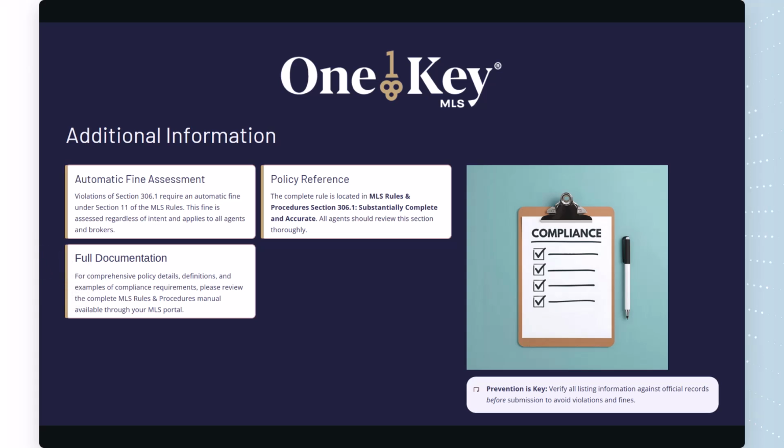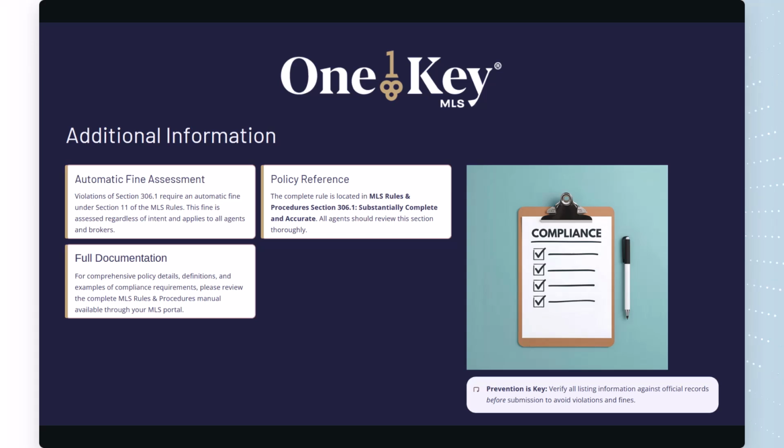Let's review some additional information related to this rule. Violation of section 306.1, which is the address information, is an automatic fine under section 11 of the MLS rules. The fine is assessed regardless of intent and applies to all agents and brokers. If you'd like to find the complete rule in MLS Rules and Procedures, you can go to section 306.1, and it's called Substantially Complete and Accurate. All agents should review this section carefully so they fully understand the requirements.